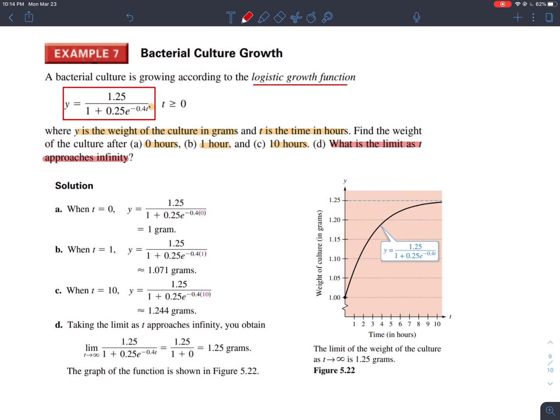We're just plugging in. You'll notice that each of these, I've already done it, or I just posted them from the book because they were plug and chug problems. If you let t be 0, meaning 0 hours have passed, then you get 1 gram. Just plug that directly into the calculator and you end up with 1. If t is 1, you end up with 1.07 grams. If t is 10, you end up with 1.244 grams.